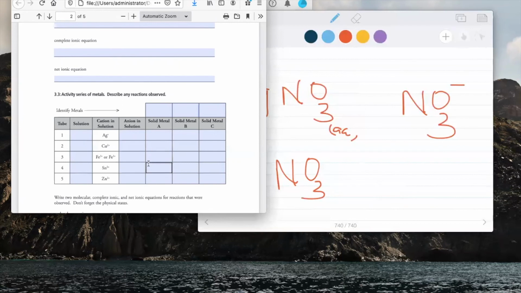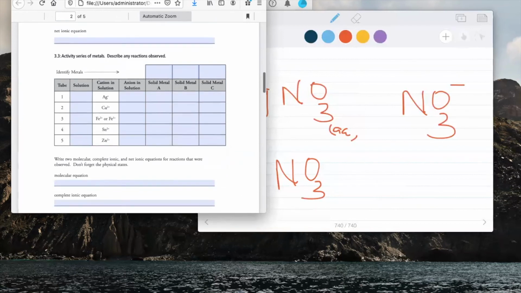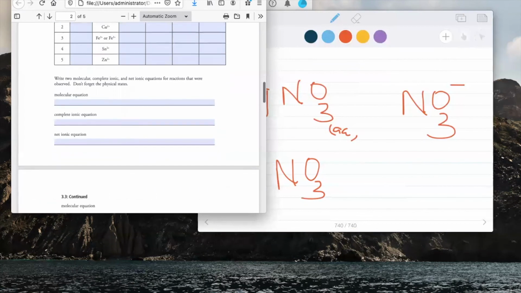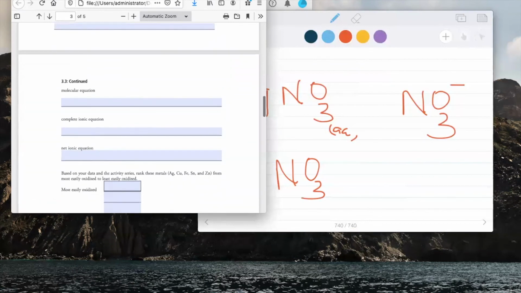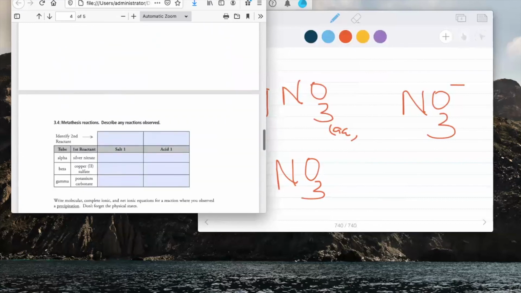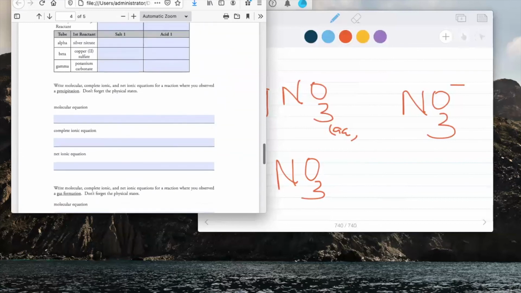That is for section 3.3, and you will pick only 2 out of the 5 to write the molecular equation, which will be balanced, the complete ionic equation, and the net ionic equation. Complete ionic equation and net, only 2. And then of course, based on what you did there, use the activity series, it's in the top half, to rank this from the most active to the least active. Only these elements.